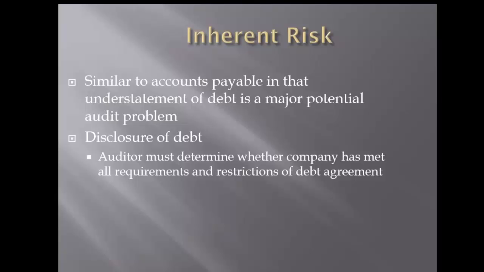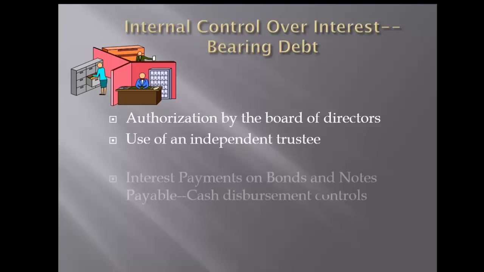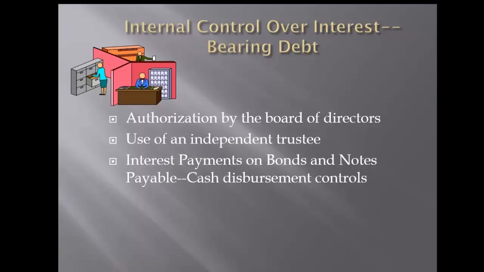Similar to accounts payable, we need to understand that debt is a major potential audit problem. We need to understand the disclosure of debt. Auditors must determine whether the company has met all the requirements and restrictions of the debt agreement. Internal controls related to bearer bonds: authorization, use of an independent trustee, interest payments on bonds and notes.